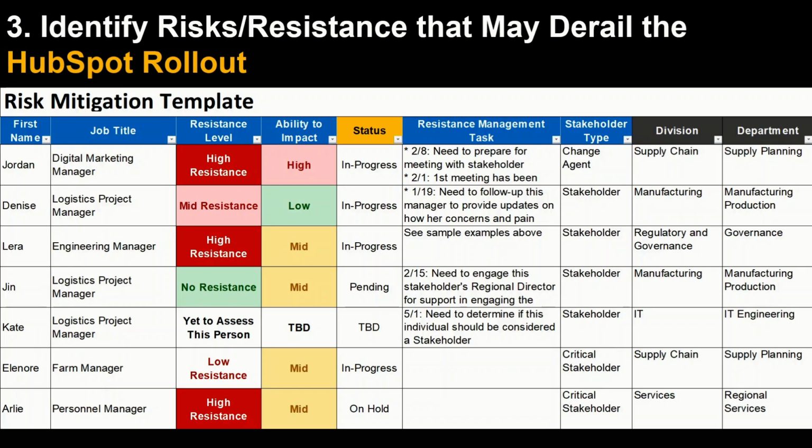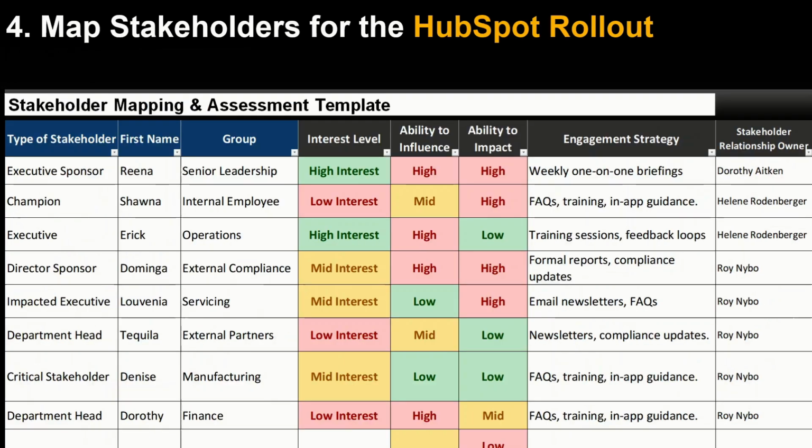The next assessment is to identify resistance that may derail the HubSpot implementation. For this one, you also want to use the free resistance management template that I am sharing on my screen. Capture first name or group name, resistance level, ability to impact or derail the HubSpot rollout, and also what kind of task will be needed to mitigate the identified resistance to HubSpot. This is another free template you can use for your HubSpot implementation.